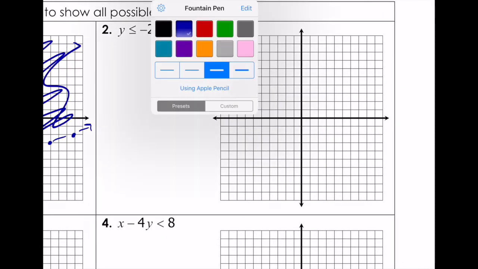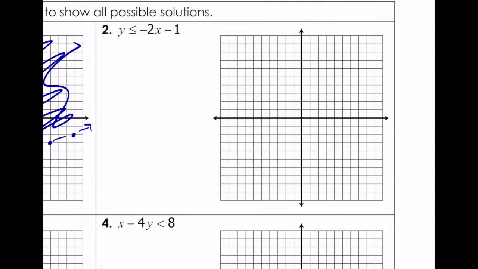Question 2. Once again, we already have this in slope-intercept form. So we just need to fill in our graph. We have our y-intercept, and -2 is our slope. So we're going to put a dot at -1. And this slope of -2, I always want my slope to be a fraction. And I can make any number a fraction by putting a 1 underneath. So what this is saying is go down 2 and to the right 1.